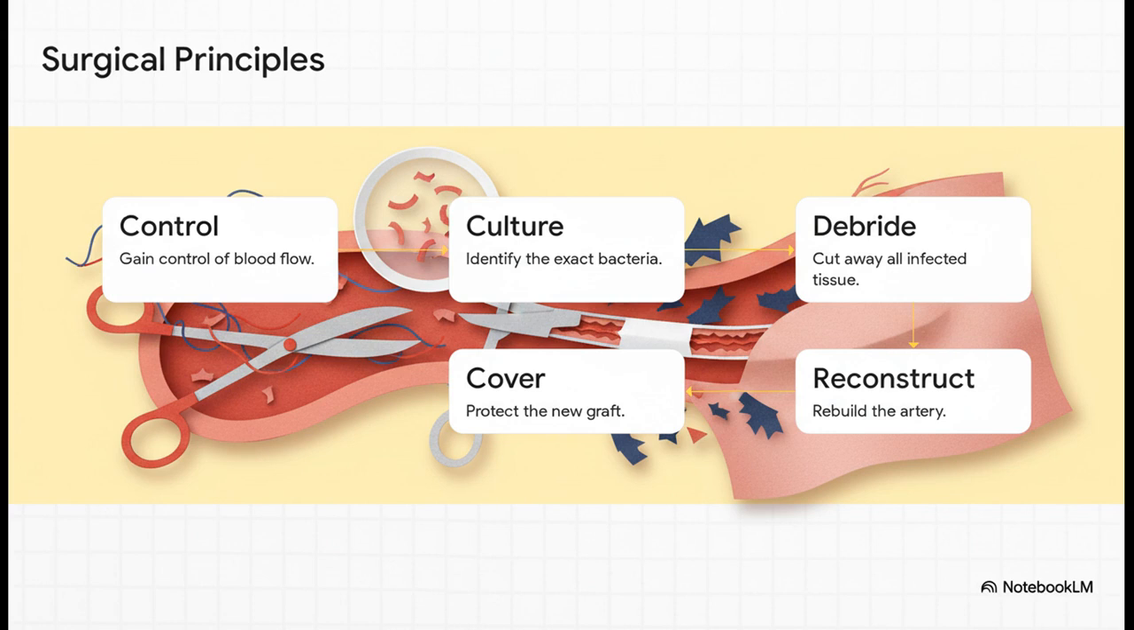1, you've got to get control of the artery, stop the bleeding. 2, take samples so you know exactly which bacteria you're fighting. 3, and this is probably the most important step, debride. That means you have to cut away all the infected, dead tissue. No half measures. 4, rebuild the artery with a new pipe. And 5, you cover that new graft with healthy tissue to give it the best chance of survival.